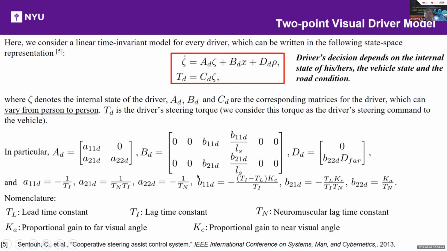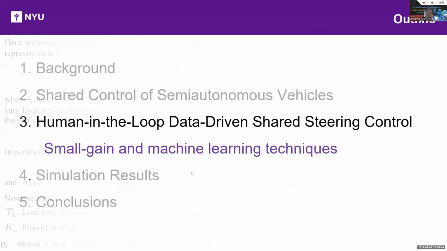All right. So now let's go to the conjugate step. How do we use data, the data collected from the vehicle, to design a shared steering controller to put the vehicle along the center of the lane and also guarantee stability?